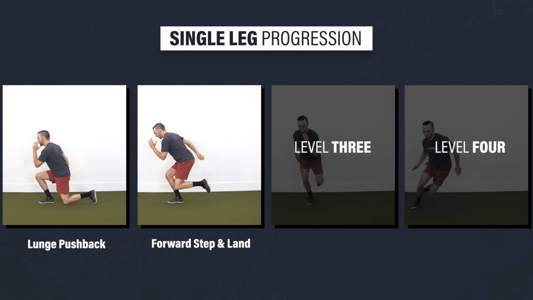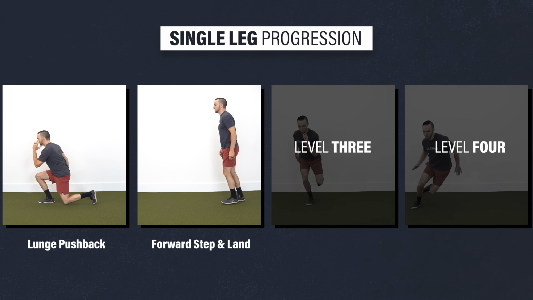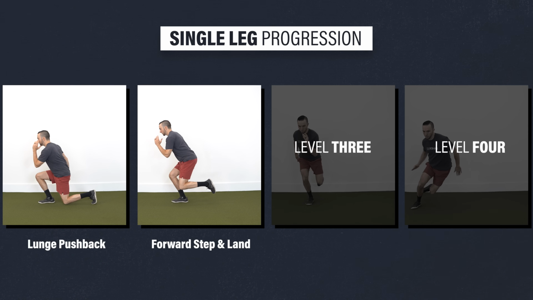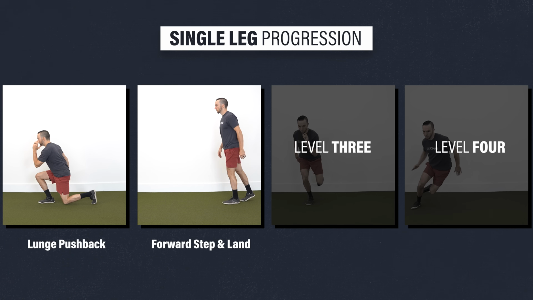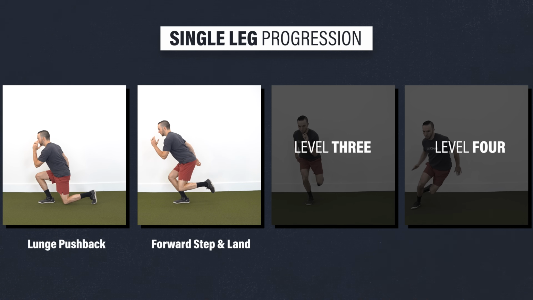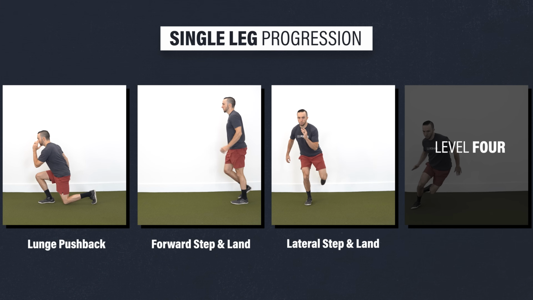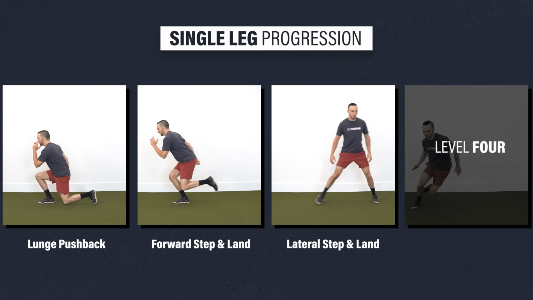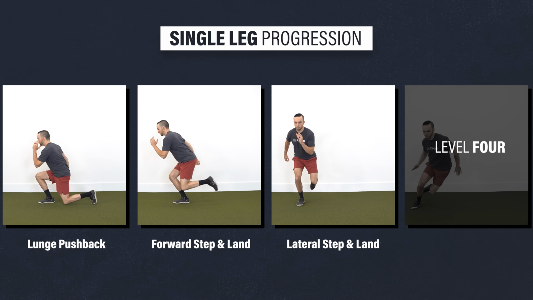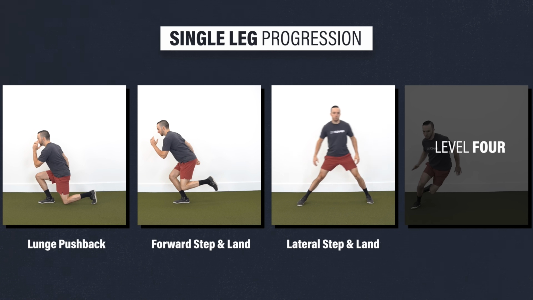Level 2, forward step and land. Jump forward off one leg and land on the other while demonstrating a controlled landing. Step back and repeat. Level 3, lateral step and land. Same as previous, but now jump to the side, making sure you stick the landing.